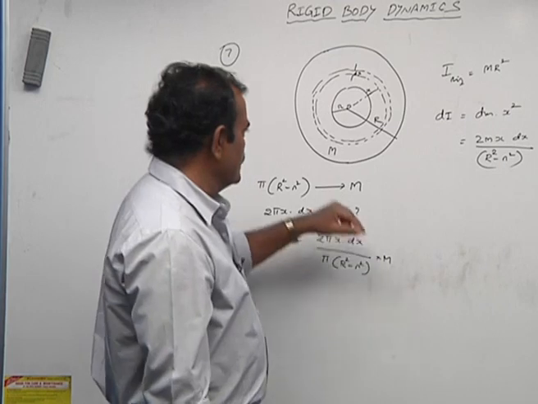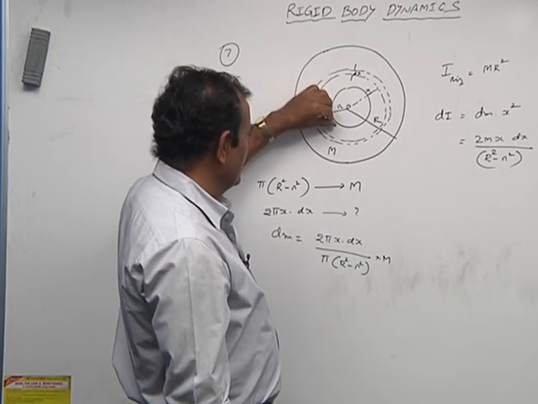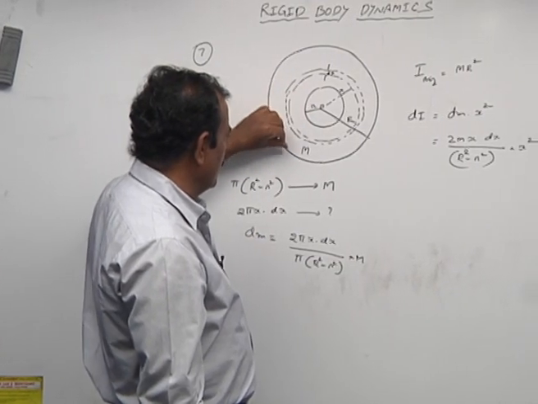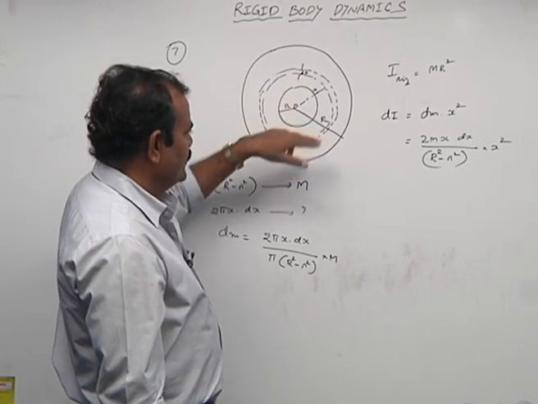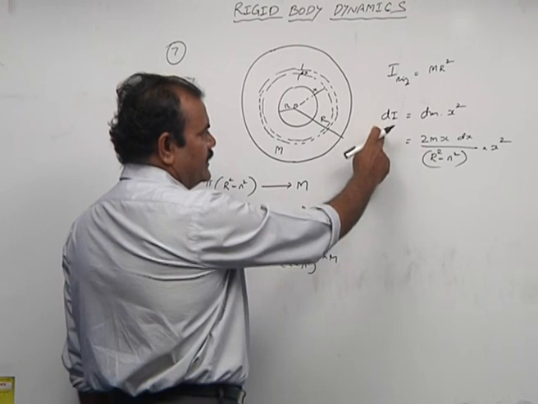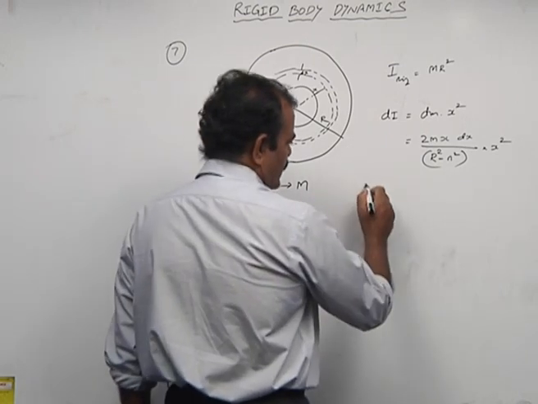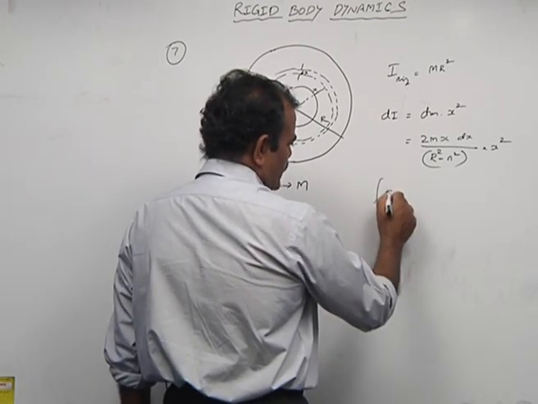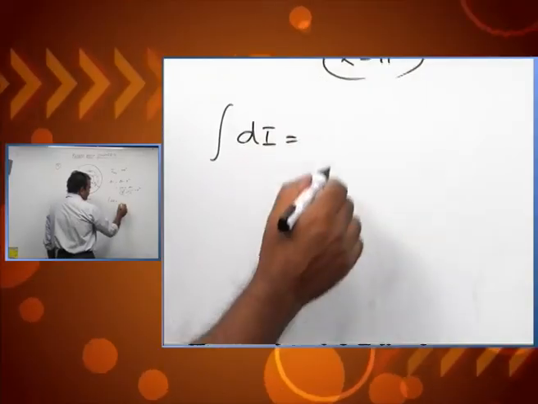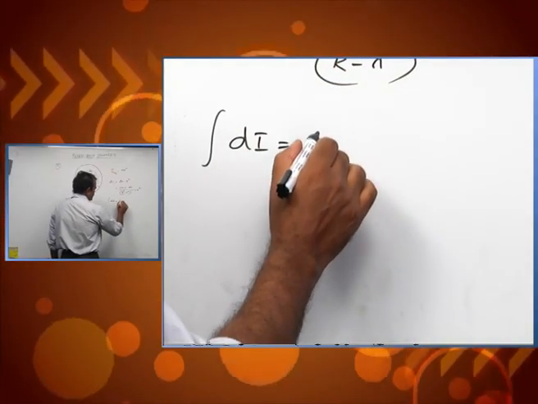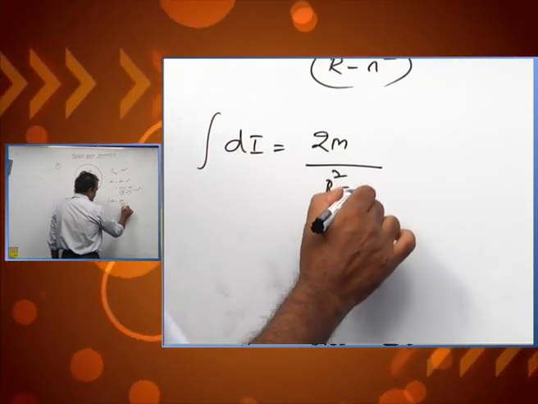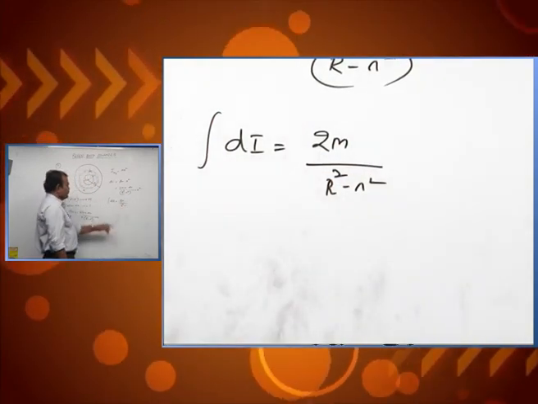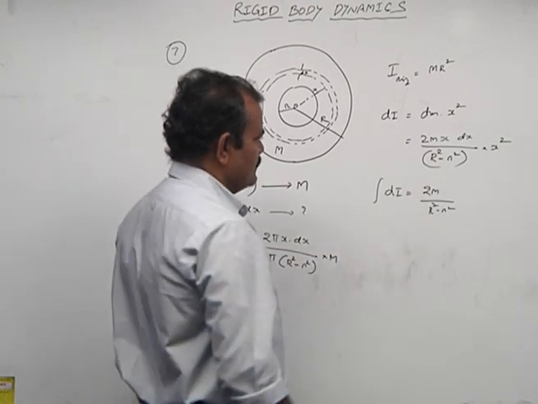There are so many such rings which occupy the space between small r and capital R. So if you want to find the moment of inertia of that entire system, then this is to be integrated between the limits. For the total system, I is the integral of dI, which is the integral of 2M by (R² minus r²). It is a constant value.